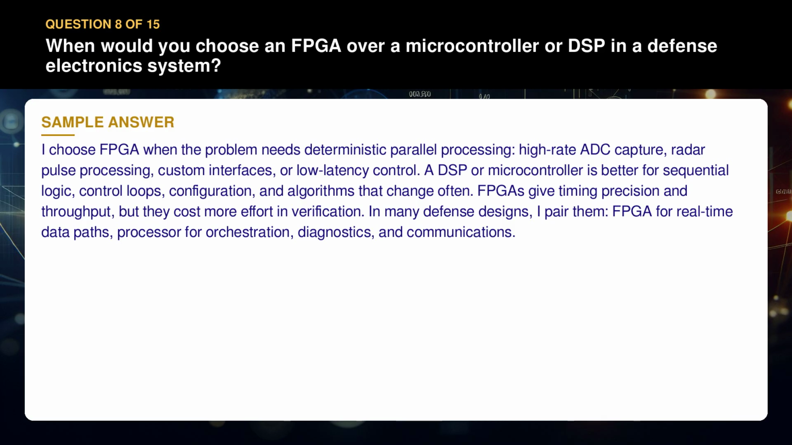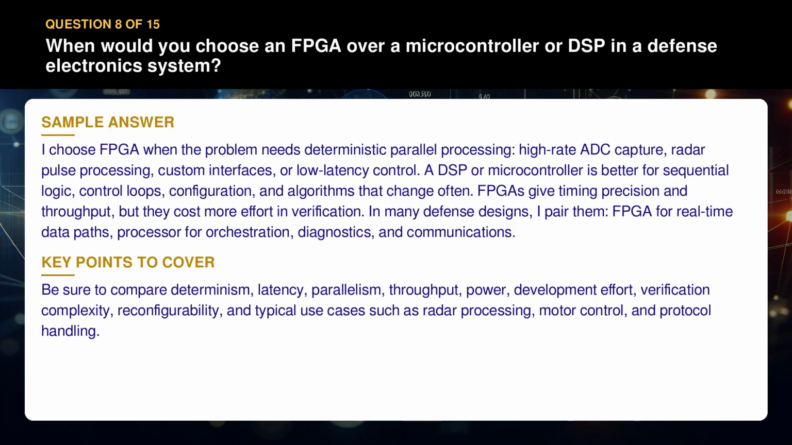A DSP or microcontroller is better for sequential logic, control loops, configuration, and algorithms that change often. FPGAs give timing precision and throughput, but they cost more effort in verification. In many defense designs, I pair them: FPGA for real-time data paths, processor for orchestration, diagnostics, and communications. Be sure to compare determinism, latency, parallelism, throughput, power, development effort, verification complexity, reconfigurability, and typical use cases such as radar processing, motor control, and protocol handling.